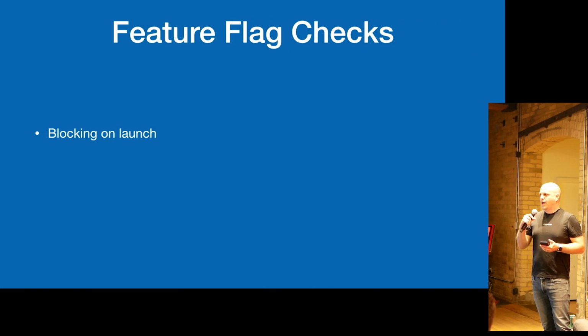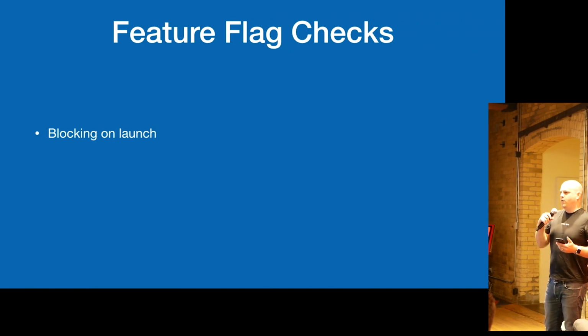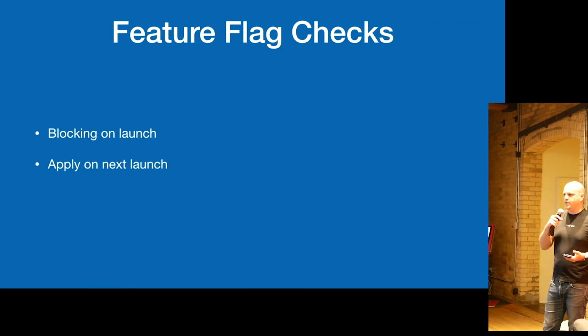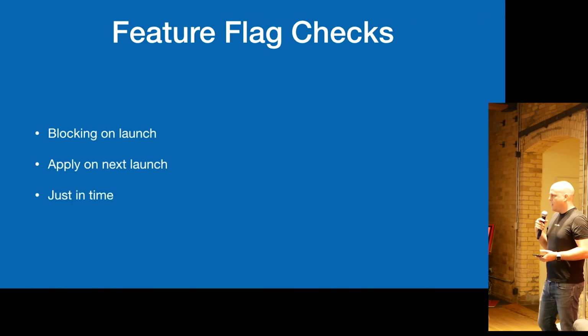So, a couple different ways of doing feature flag checks on the server. First one, blocking on launch, I highly do not recommend unless it's an emergency. So this is like before the user can actually interact with your app, we'll throw up a loading screen. It'll hit an API and say, here's all the features that are enabled in this version of the app. And again, I've seen plenty of crappy apps do this. Another one is apply on next launch. So sometime while you're using the app, it will asynchronously hit the server, grab all the latest feature flags, write it to disk, and on your next hard launch, it will swap that out and use that as the feature flag set. And there's also just in time.